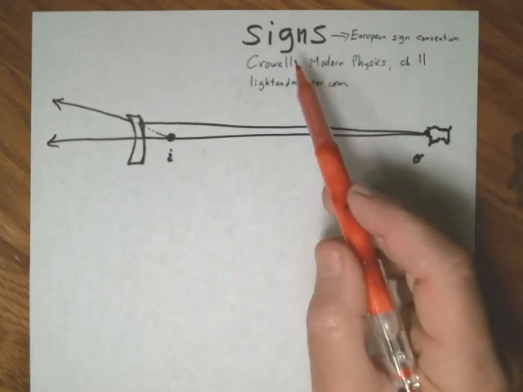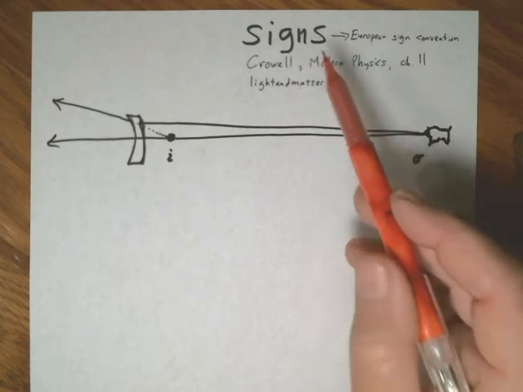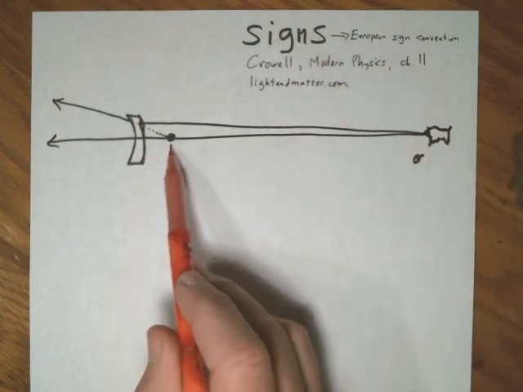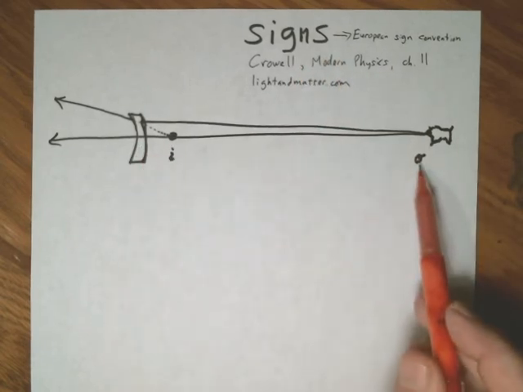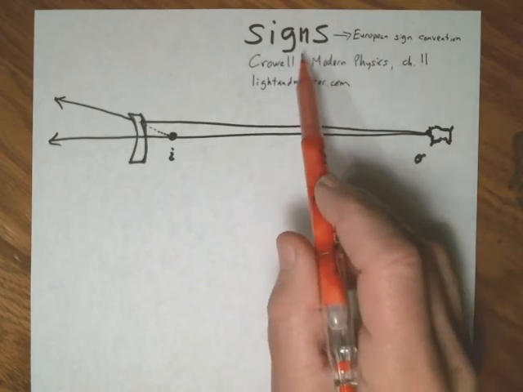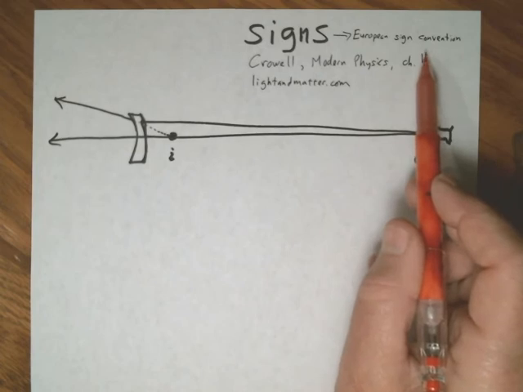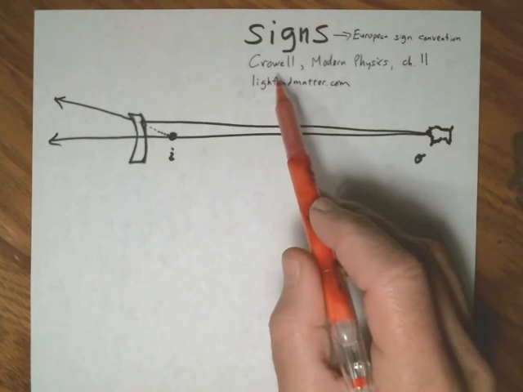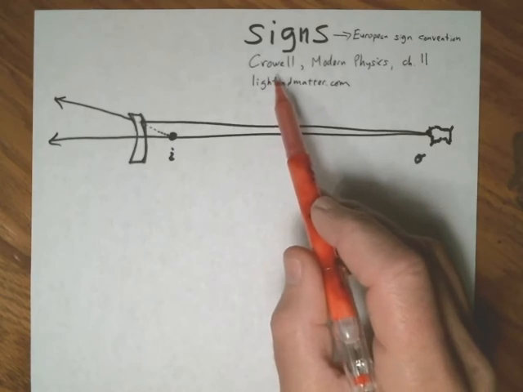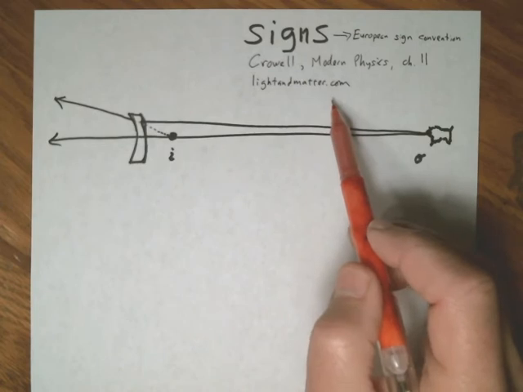Now let's get into the quantitative analysis of all of this. The main problem that we want to usually solve is determining this image distance if we're given the object distance. This brings up this issue of signs. In this class, I'm using the European sign convention, in which everything is positive by definition. And that convention is explained in my book, which you can download for free at lightandmatter.com.